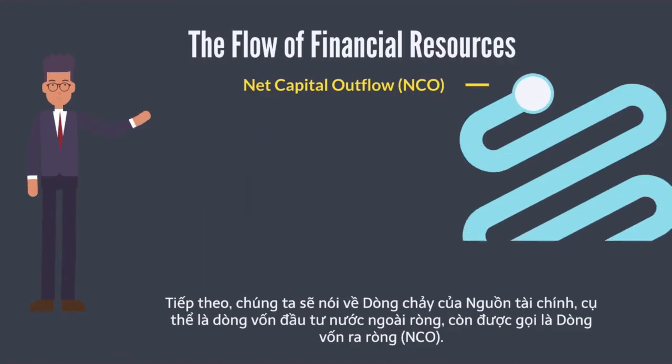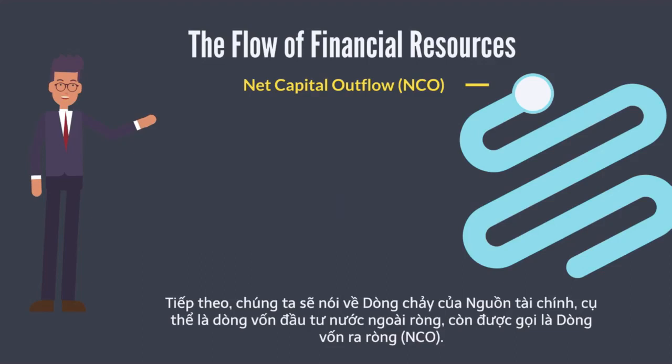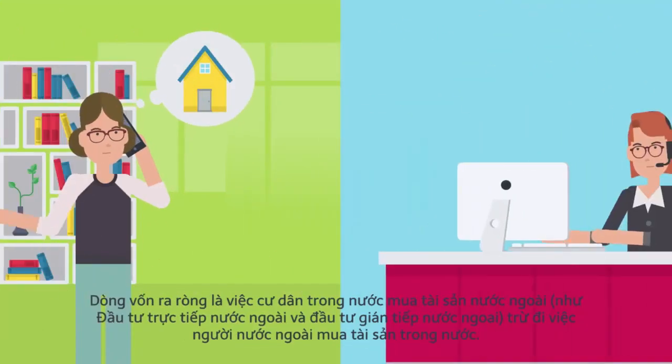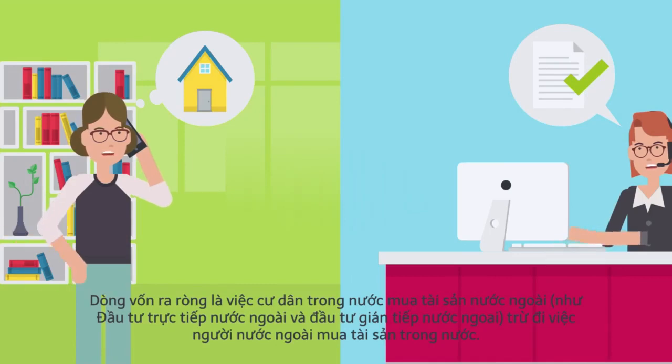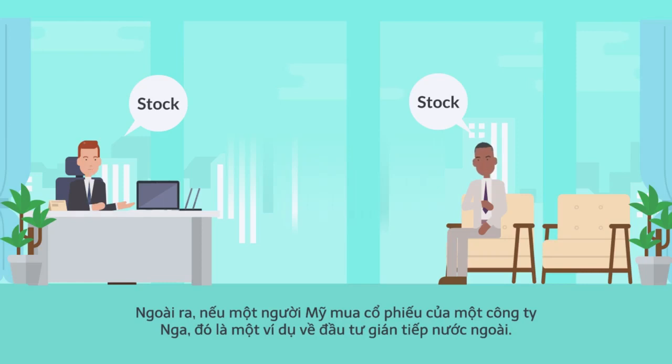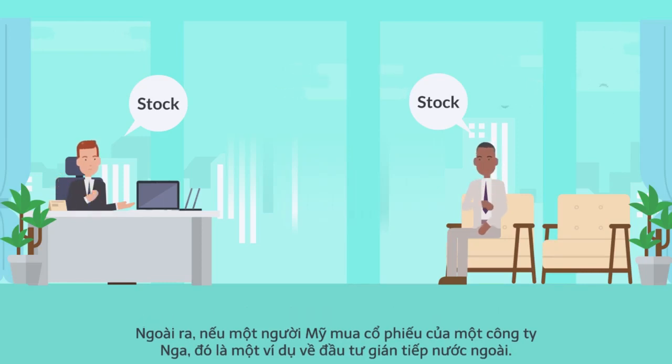Next, we will talk about the flow of financial resources, specifically net foreign investment, also known as net capital outflow, NCO. Net capital outflow is the purchase of foreign assets by domestic residents, such as foreign direct investment and foreign portfolio investment, minus the purchase of domestic assets by foreigners. The flow of capital takes two forms. If McDonald's opens up a fast food outlet in Russia, that is an example of foreign direct investment. Alternatively, if an American buys stock in a Russian corporation, that is an example of foreign portfolio investment.